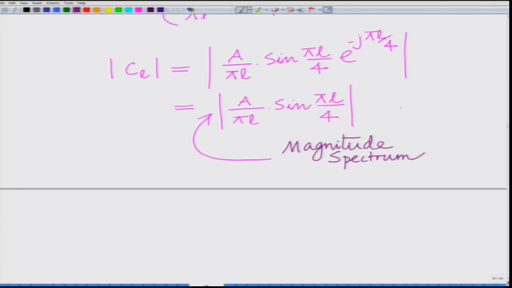Alright. And also, as I have said, in this simplification we have employed the fact that magnitude of e power minus j theta equals 1, that is, magnitude of e power minus j pi l by 4 is equal to 1. So, this is magnitude c l. This is basically a simple example for the computation of the discrete Fourier series spectrum of this periodic pulse signal with period capital T and pulse width capital T over 4.